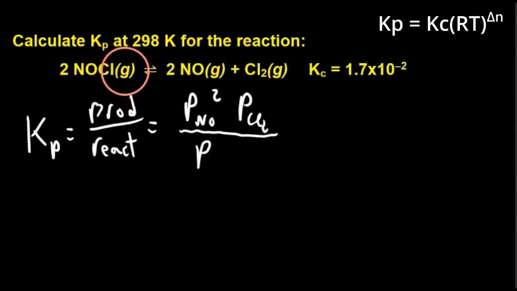And we can only use pressures if these are gases. If they're aqueous, we can't use pressures. And if they're liquids and solids, we don't include them in the equilibrium constant at all. Okay, of NaCl, and that's squared here.